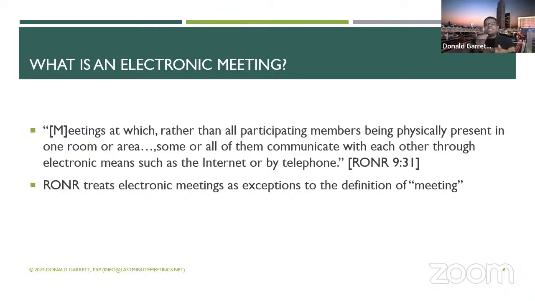But again, because they treat it as an exception, that's the reason why it needs to be authorized in your bylaws, because essentially what Robert says is you can only do votes and motions at a meeting. If you want to do something else, supersede us and put it in your bylaws, right? Because you are doing something other than the default of an in-person meeting, Robert's says you need to put it in your bylaws to authorize it, because you are superseding the Robert's Rules of Order definition of a meeting. So it's really important to note again that electronic meetings are exceptions to that standard meeting definition, which requires one room or area.